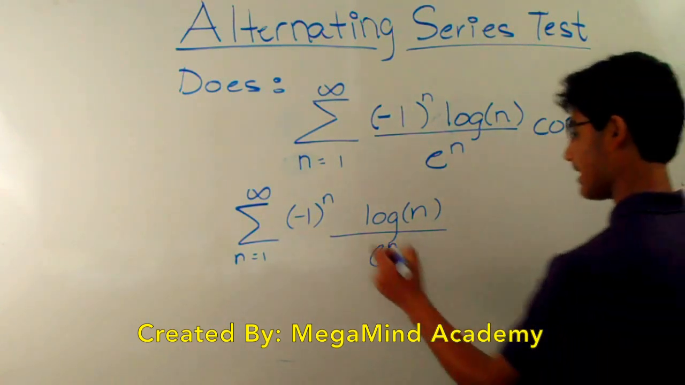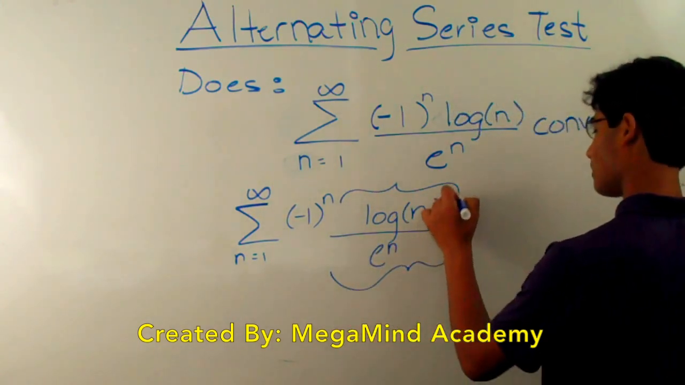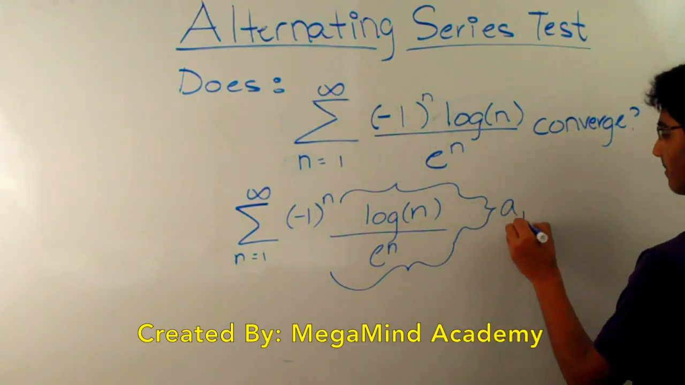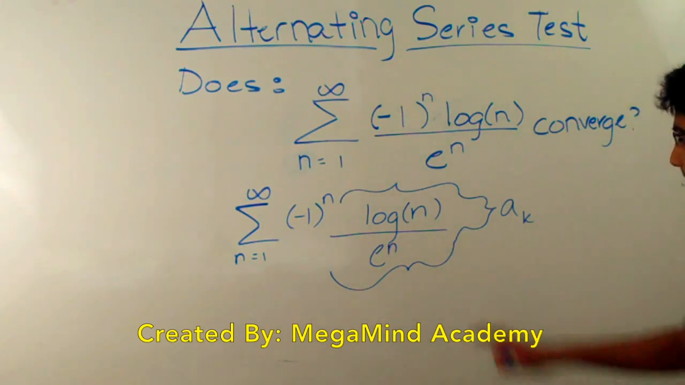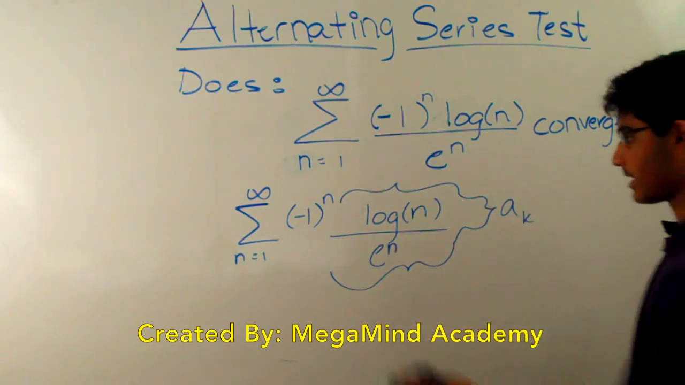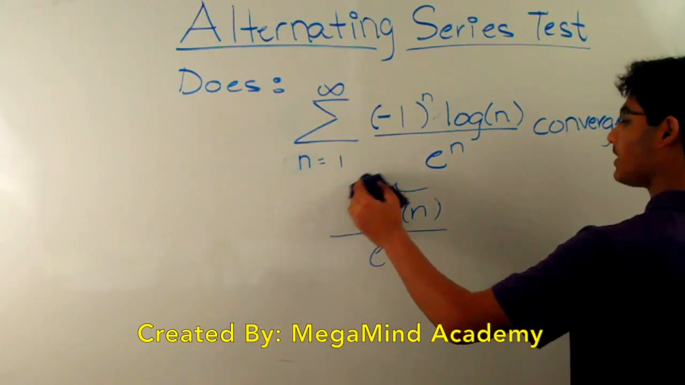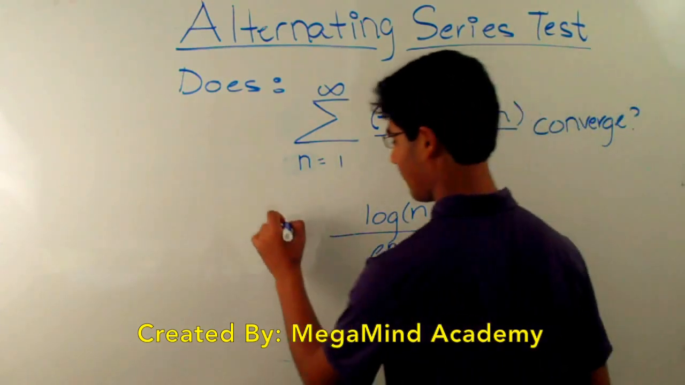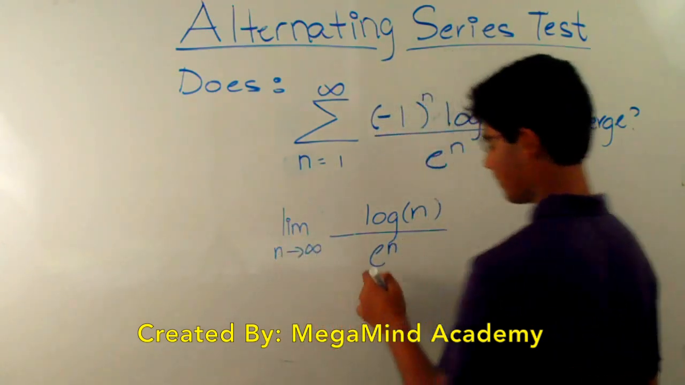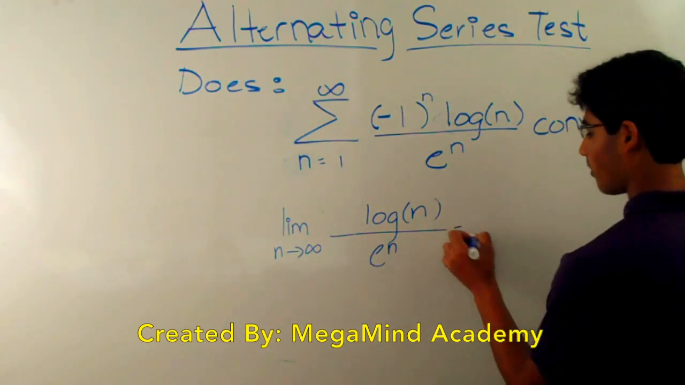So that means that this part that encompasses this, so both of these, make up a sub k. So we have to see if the limit of this, because we know this is just a sub k, let's erase everything around it. And we have to see if the limit as n approaches infinity of this a sub k is equal to 0. So it would be log of n over e to the n power.